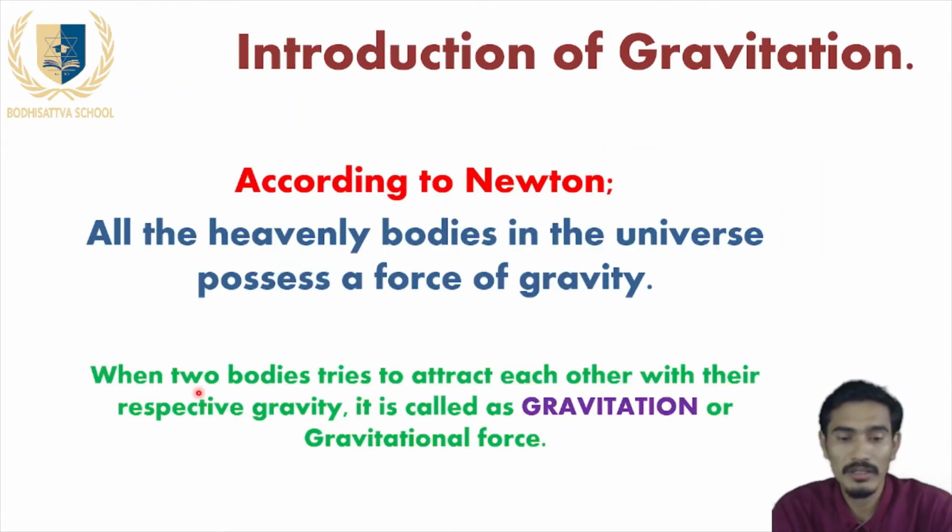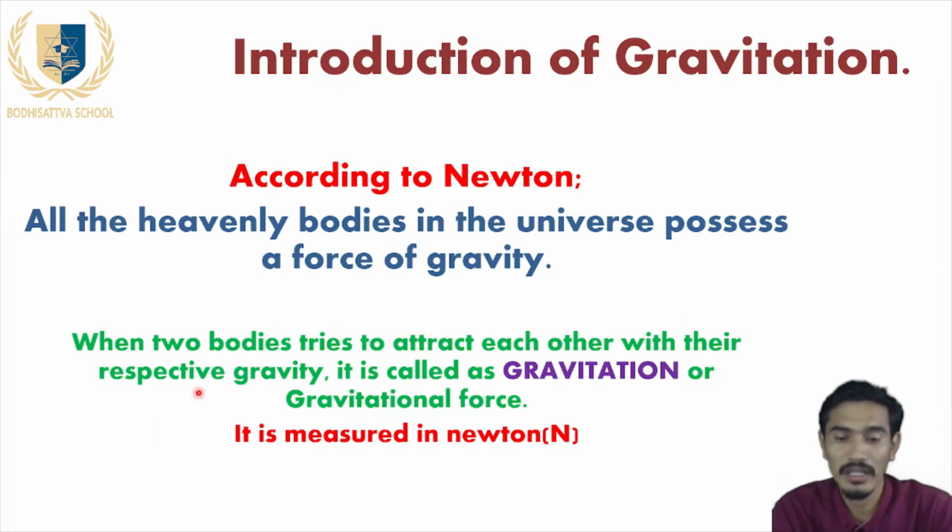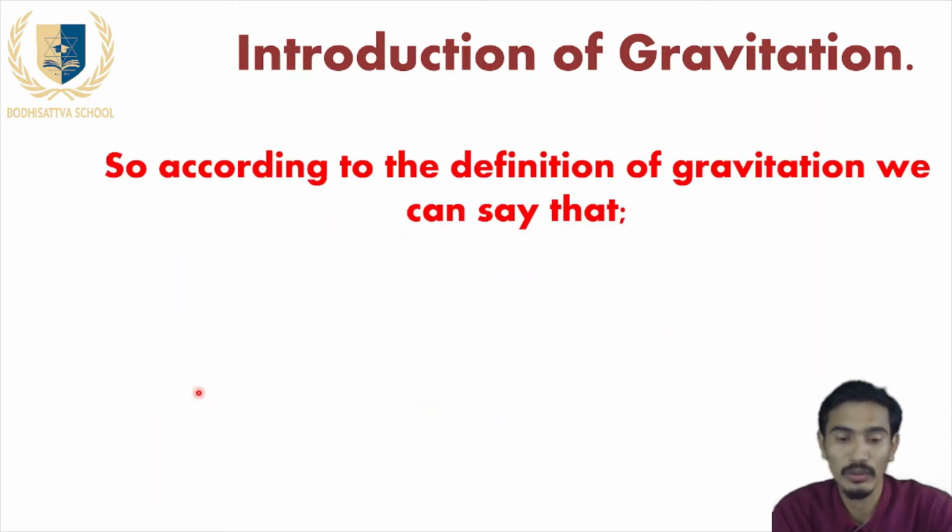When two bodies try to attract each other with their respective gravity, it is called gravitation, or the gravitational force. It is measured in Newton. The standard unit, or the SI unit, of the gravitational force is Newton.